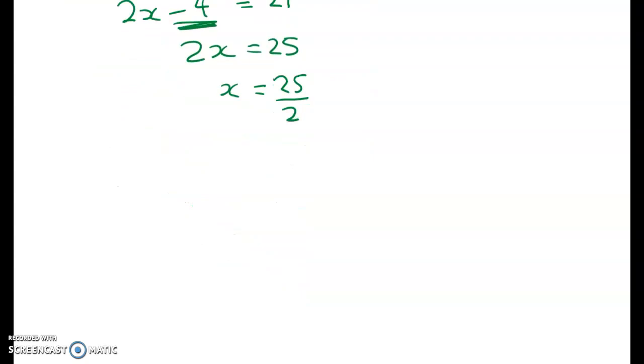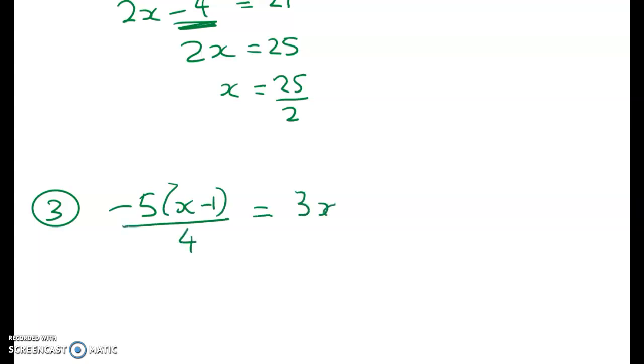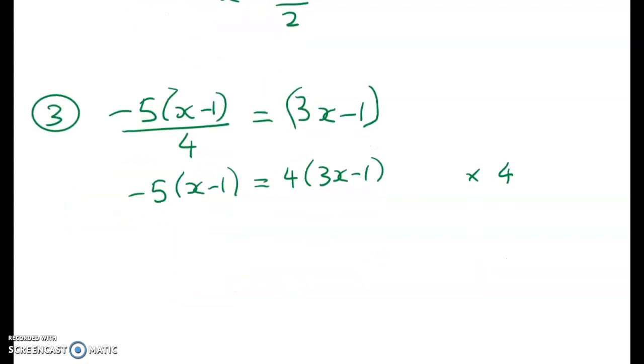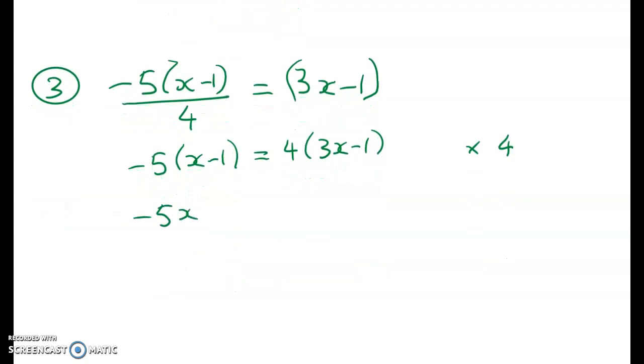Okay, equation 3. We've got negative 5 times (x minus 1) divided by 4 is equal to 3x minus 1. We're going to times both sides through by 4. Remember that I can think of this as having invisible brackets around it. So we get negative 5 times (x minus 1) is equal to 4 times (3x minus 1). That gives us negative 5x plus 5, right? Just remember we're expanding by multiplying through by negative 5, is equal to 12x minus 4.